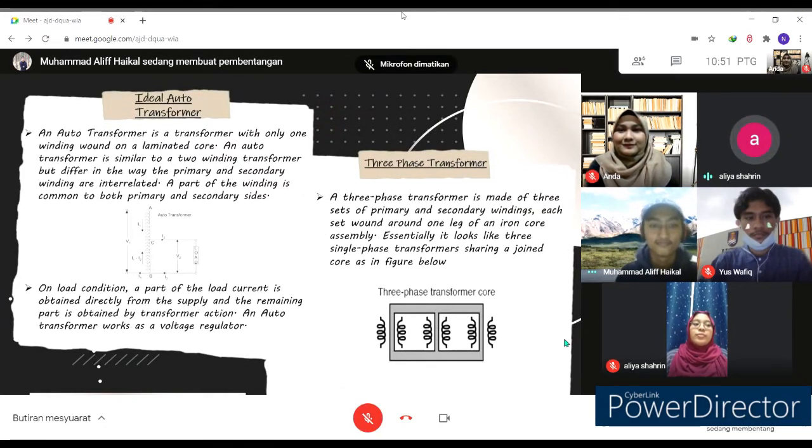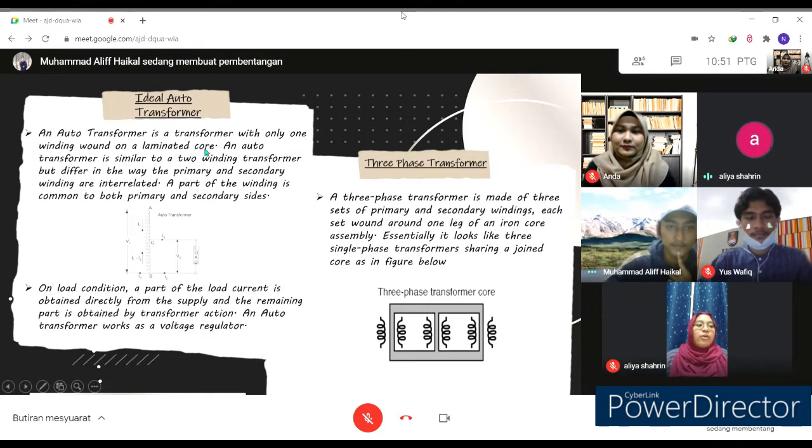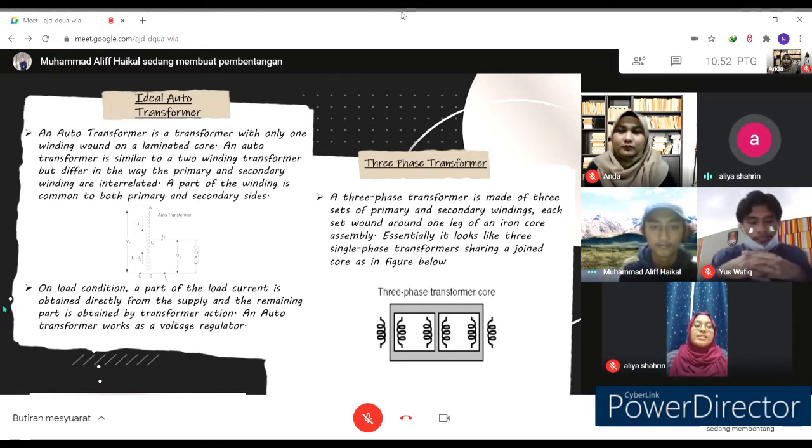Below the ideal transformer, there are actually two others, which are the auto transformer and the three-phase transformer. An auto transformer is a transformer with only one winding wound on a laminated core. An auto transformer is similar to a two winding transformer but differs in the way the primary and secondary windings are interrelated. A part of the winding is common to both primary and secondary sides. On load condition, as in the figure below, a part of the load current is obtained directly from the supply and the remaining part is obtained by the transformer action.